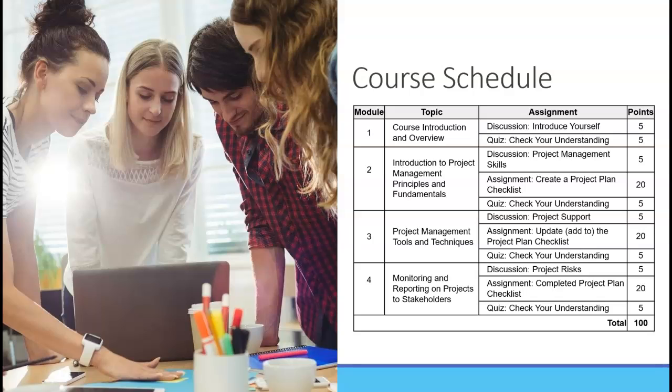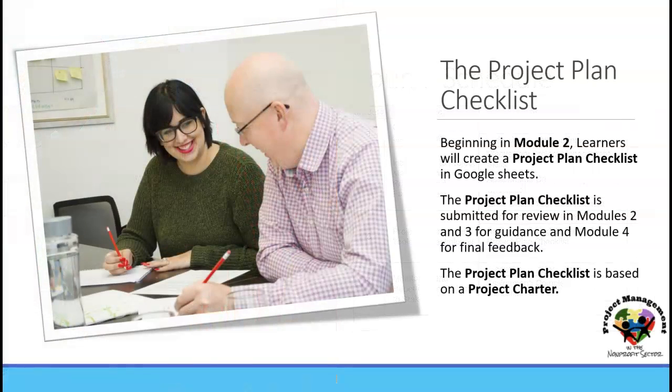Our course is made up of 4 modules spread over 3 weeks. We will start with the fundamentals of project management and progress to learning about some tools and techniques that can lead to project success. We will also discuss monitoring and reporting to stakeholders, which is a critical activity in project management. Beginning in Module 2, learners will create their project plan checklist in Google Sheets, which is submitted for review in Modules 2 and 3 for guidance, and Module 4 for final feedback.